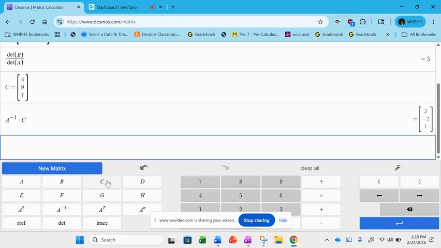Enter. And what does it give us? 3, -2, 1. Isn't that the answer I told you using determinants? All right.